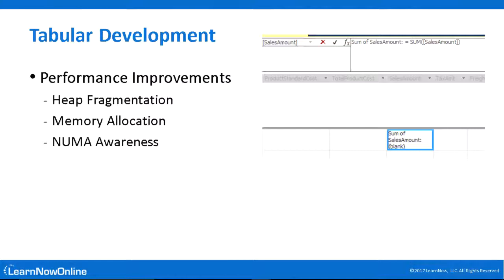And this brings us to the NUMA awareness, the non-uniform memory access. It is now enabled in 1200 compatibility tabular models for processing.